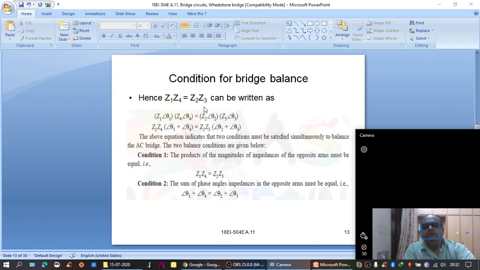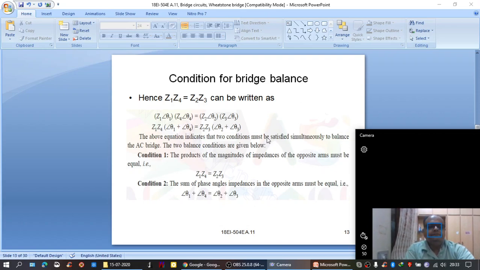So this Z1 Z4 equal to Z2 Z3 means that its magnitude products must be same, product of magnitudes of the opposite arms must be same, and the sum of the phase angles of the opposite arms must also be same. When these two conditions are satisfied, then only we can say that Z1 Z4 equal to Z2 Z3. If any one of the conditions is not met, this condition is not met. Is that clear?